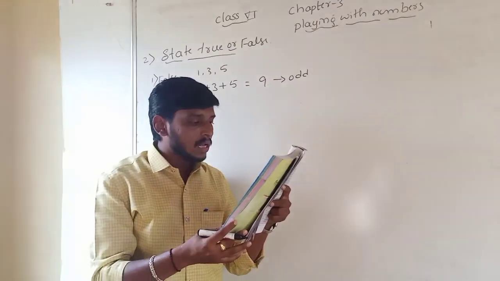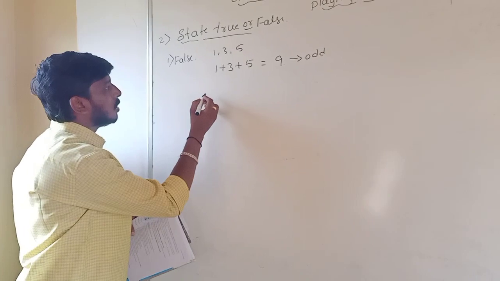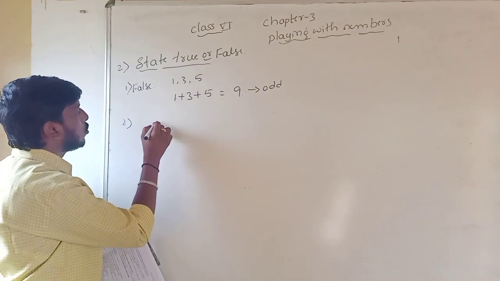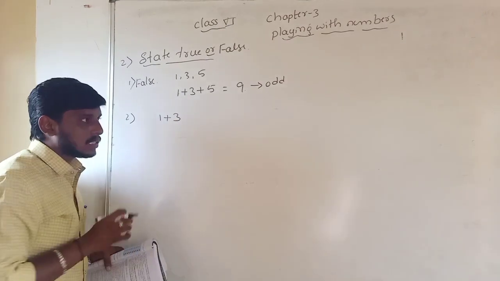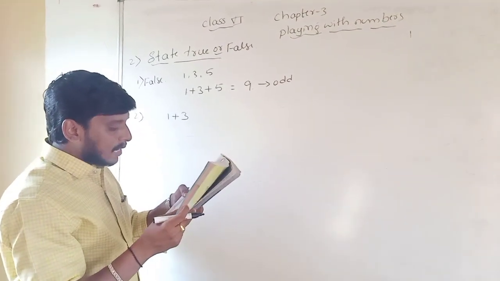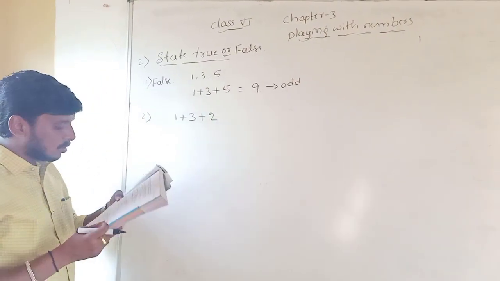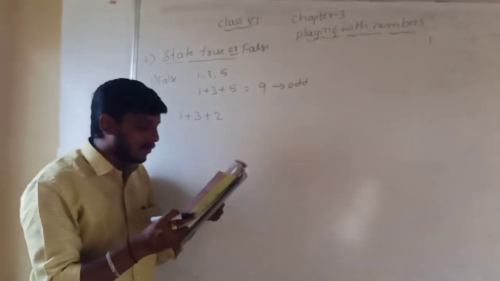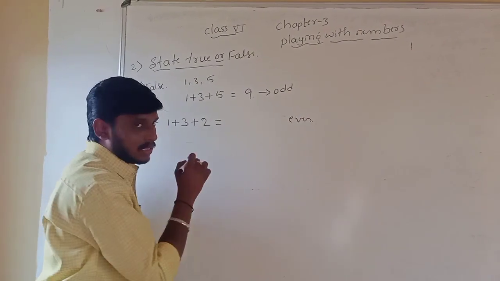What is the next question? The sum of two odd numbers and one even number. Sum of two odd numbers means I will select 1 and 3. One even number means I will take 2. The sum of two odd numbers and one even number is even, they mentioned.